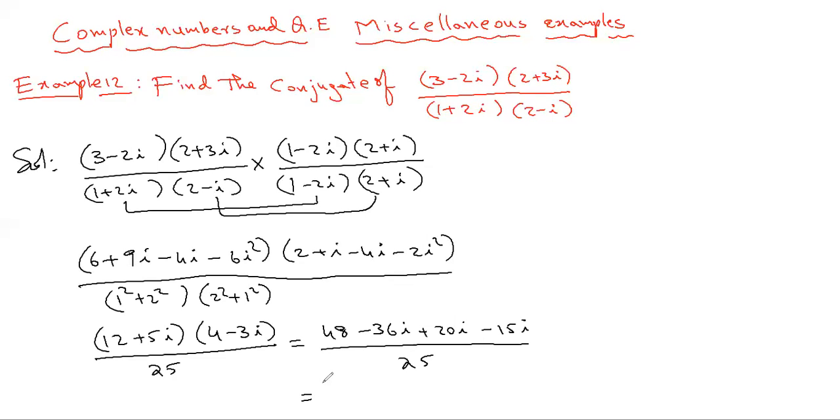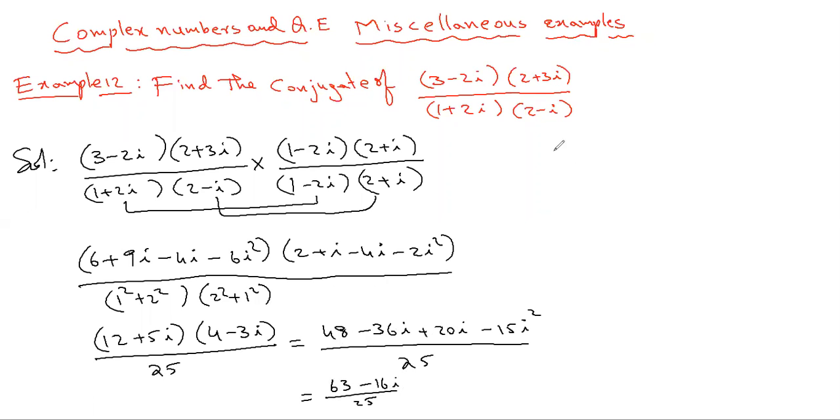So equal to 48 over 25, and 15 i square. I square is minus 1, minus and minus plus 15. 48 plus 15 is 63. Minus 36 plus 20 is minus 16, so 16 by 25.